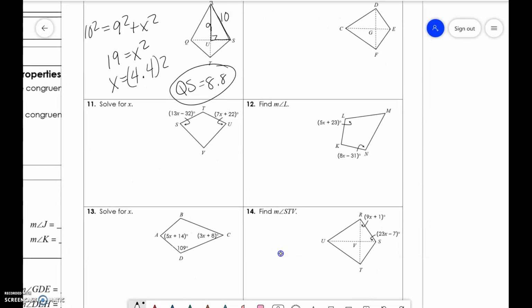I'm going to do number 11. If we remember the properties of trapezoids, these two angles are equal to each other. So 13x minus 32 is equal to 7x plus 22. You get 6x is equal to 54 and x is equal to 9.